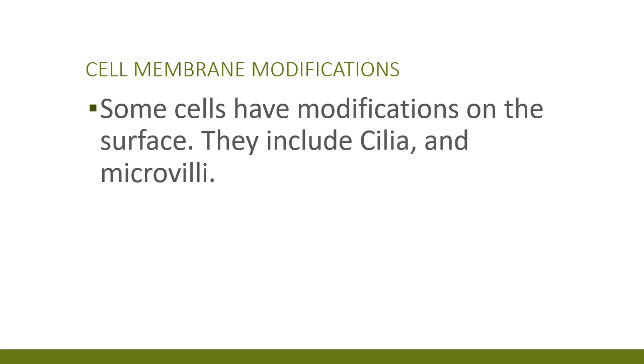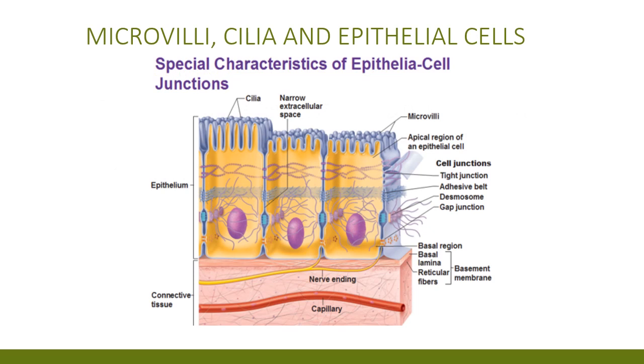Cell membrane modification. Some cells have modifications. We talked about cilia and microvilli. Here's an example of cells with cilia and microvilli. And you can see it attached to the cell, the basement membrane at the bottom is a basal lamina attaching to the connective tissue below. And then you can see up top, on the top of the surface, microvilli on the one to the right and cilia on the one to the left.